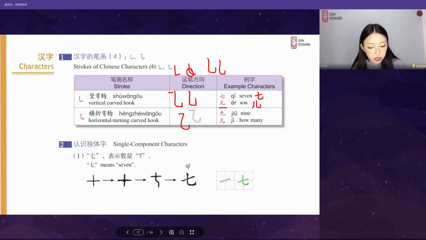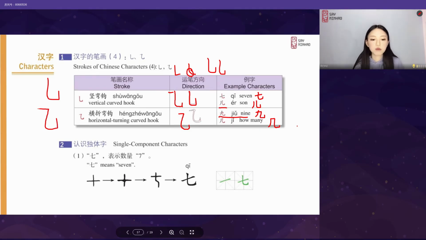Okay, let's see the example characters. The first one is 九, which means 9. We will first write a left turning, which we learned before, and then a horizontal turning curved hook. Next one means how many, 几. It is the same. First a left turning and then a horizontal turning curved hook here. So these are the two strokes for today. One is 竖弯钩, vertical curved hook. Another is 横折弯钩, horizontal turning curved hook.